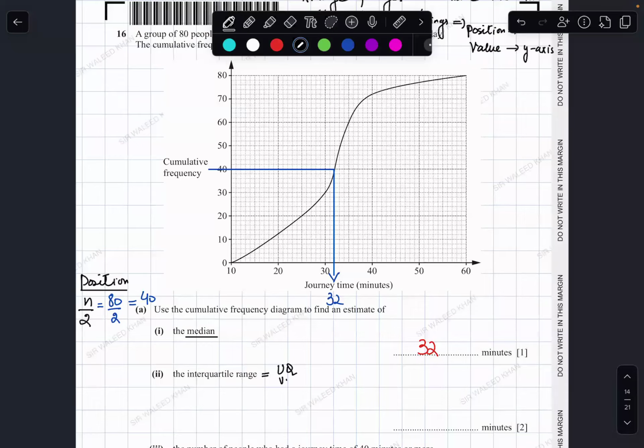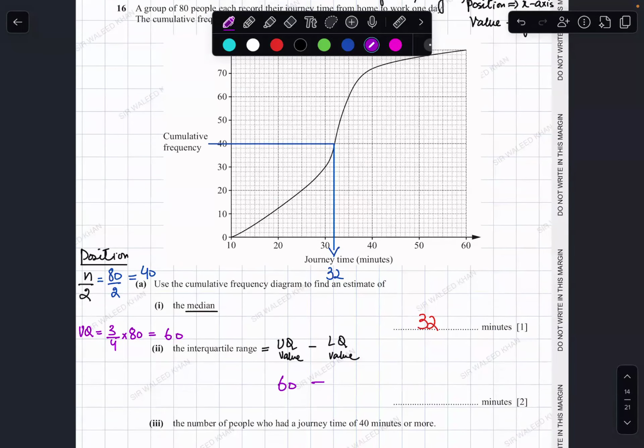Upper quartile value minus lower quartile value. Be very careful, not the position of it. A very common mistake is we figure out the position, upper quartile 3 by 4n. 3 by 4n means 3 by 4, 80. So 3 by 4 times 80, that will be 60. Right? So what students do is they subtract 60 minus lower quartile will be 1 by 4n, 20. They subtract 60 from 20 and write the answer. That's wrong. That's completely wrong.